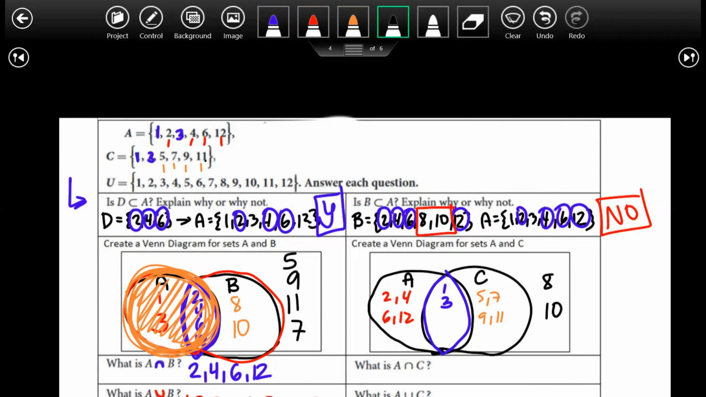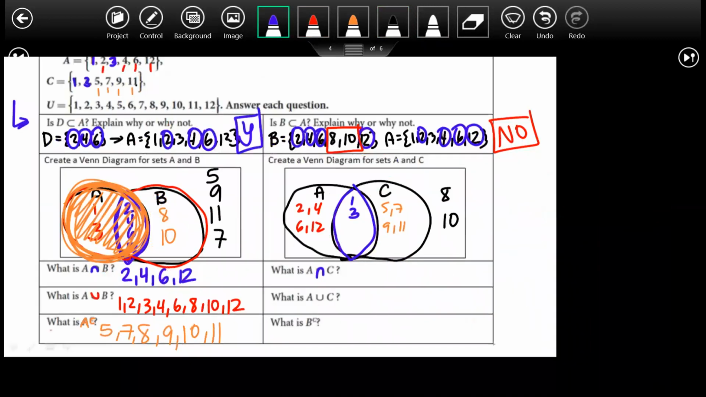Those are not part of any of our sets, but they're considered our universal set, which is everything inside of our box. What's the intersection? What's in both A and C? 1 and 3.